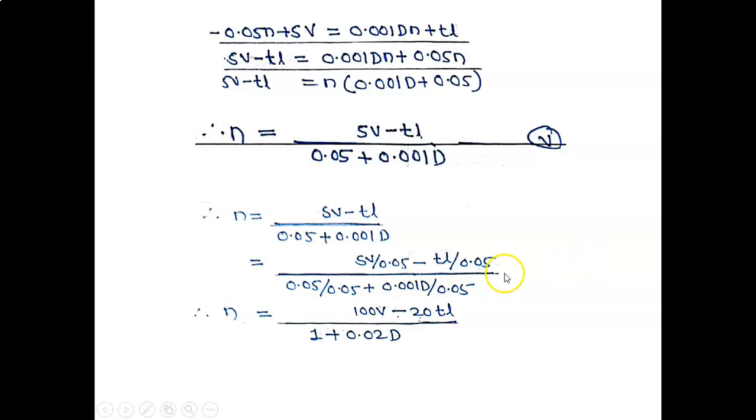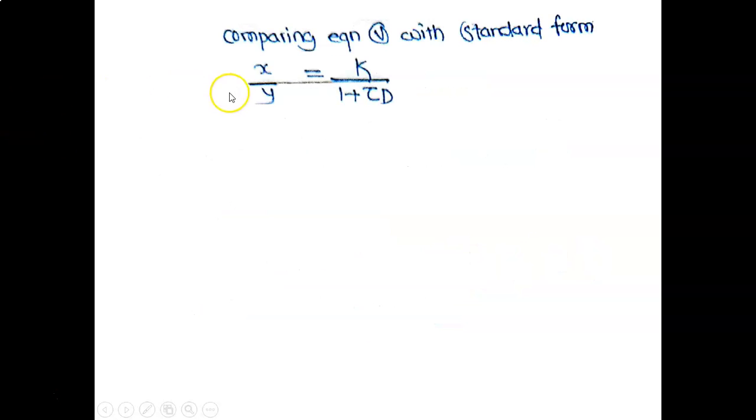What is the standard form? This is our standard form of the equation: X divided by y is equal to k divided by 1 plus tau d. Therefore, we are getting time constant tau equal to 0.02. Therefore, this is the end of problem number 5. Now we will see the last problem, problem number 6. Then this chapter will be over.